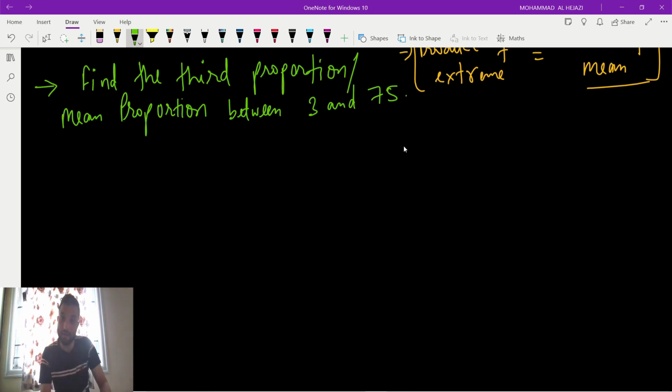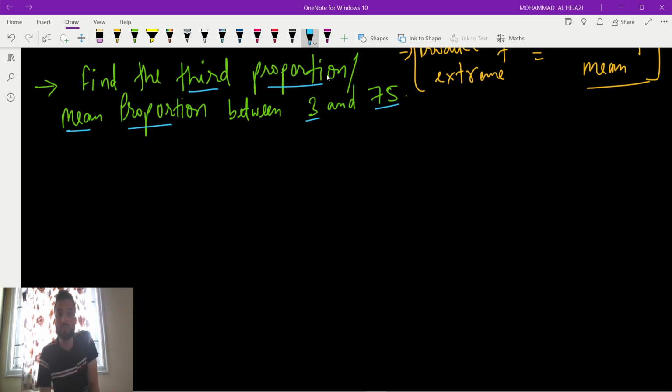Suppose they give it like this and ask in the examination. The question is, either they will say find the third proportion between these two numbers, or they will say find the mean proportion between two numbers. So remember, they will say find the third proportion and only two numbers are given, or find the mean proportion and only two numbers are given.